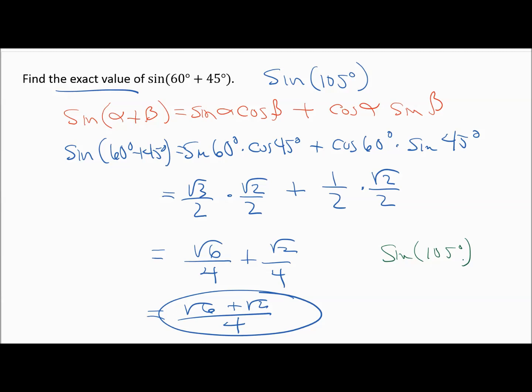And I get 0.9659. Does that number look familiar to you? I plug this in my trusty calculator. So the square root of 6 plus the square root of 2. And then I find that answer and divide it by 4, 0.9659.